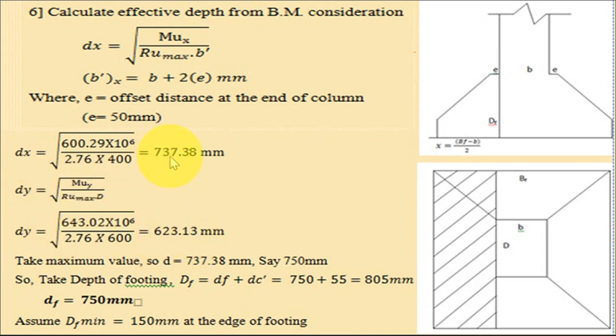We get the dx, and similarly we get the dy. It is 737.38 and here it is 623. So take the maximum value. It is 737.38. Say round up to 750. Now take the depth of the footing. Effective depth is equal to overall depth minus dc dash. Here clear cover is 50 mm and the diameter of main reinforcement is considered as 10 mm. So 10 by 2 is 5, plus 50, it is 55. So we get 805 is the overall depth.